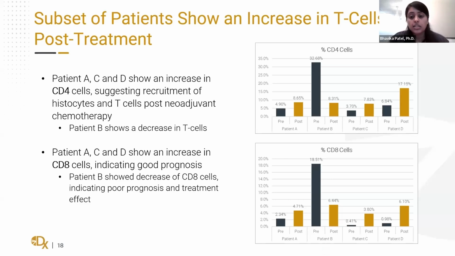Overall, an increase in CD4 and CD8 cells indicates a patient may have a better immune system response, suggesting that their immune system may be able to effectively decrease the size of their tumors.